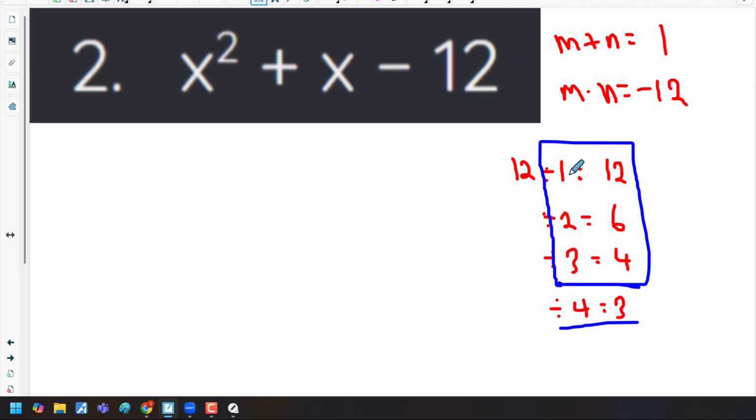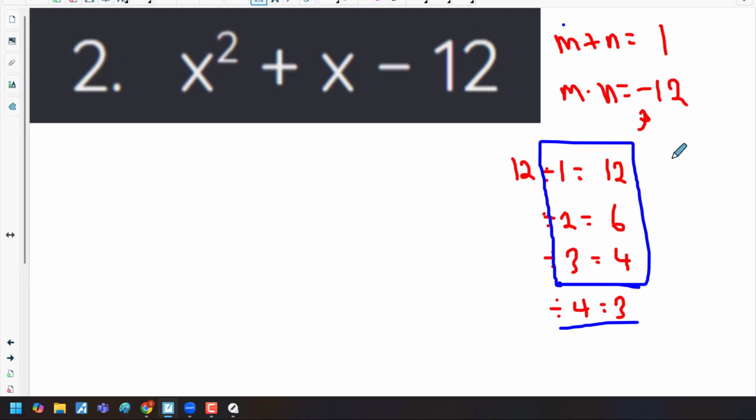We need to now try from these three pairs of numbers, see which one makes sense. So 1 plus 12, that's obviously not 1, that's 13. 2 plus 6, well, that's going to be 8. 3 plus 4, well, that's going to be 7. None of these work. Well, there's a hint here. And the hint is this negative sign here. Sorry. So this negative sign, what does that mean? That means one of these numbers has to be negative. Because think about it. 1 times 12 doesn't actually give you negative 12.